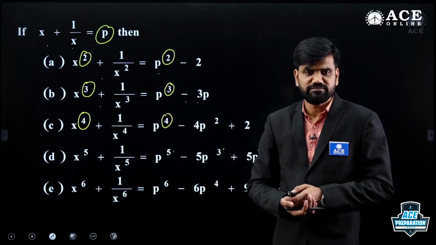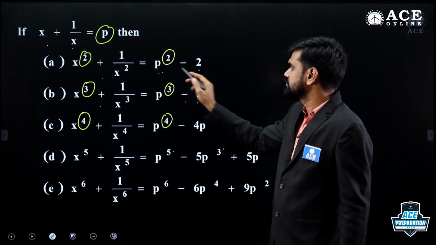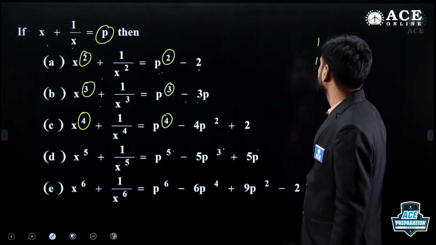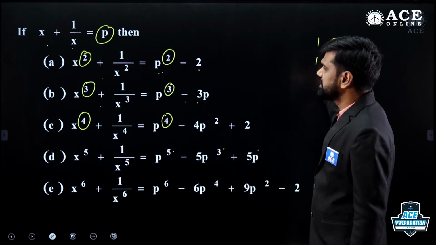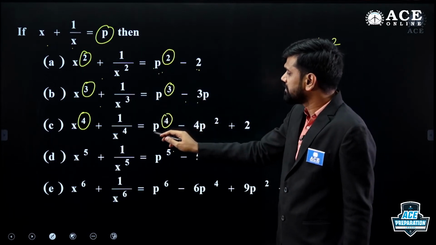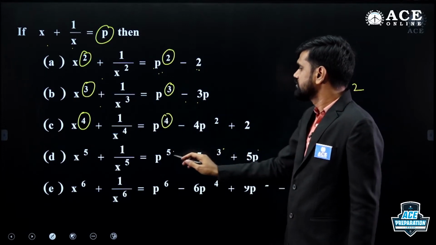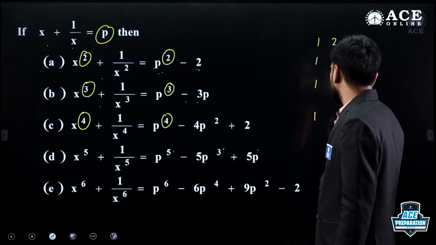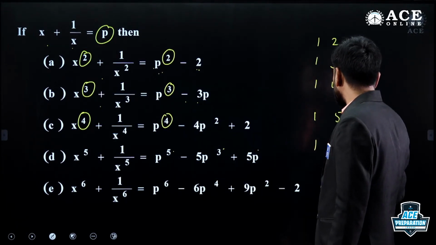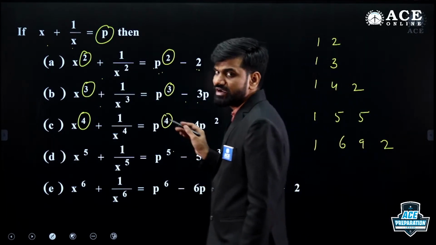Getting it? Is that clear? So how can you remember the coefficients over here? First one is 1, 2. Next coefficients are 1, 3. For square, coefficients are 1 and 2. For cube, coefficients are 1 and 3. For power 4, coefficients are 1, 4, 2. For power 5, coefficients are 1, 5, 5. For power 6, coefficients are 1, 6, 9, 2. If you can remember these coefficients, you can easily write the formula.